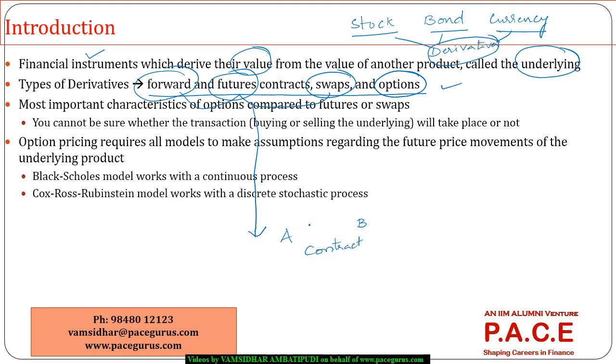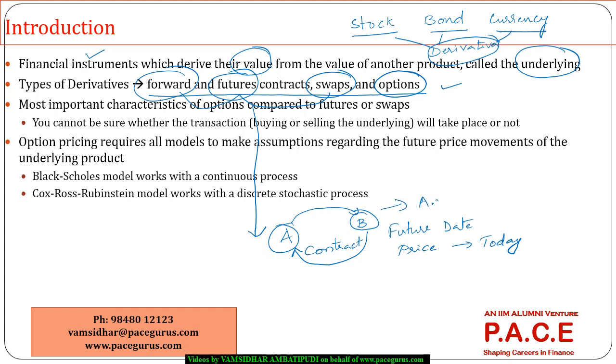saying A will buy something from B and B will sell something to A at some future date, but the price, quality, quantity, everything is fixed today. And in this case, both the parties have to adhere to the contract. They cannot break the contract.